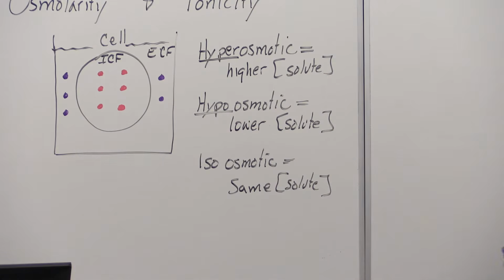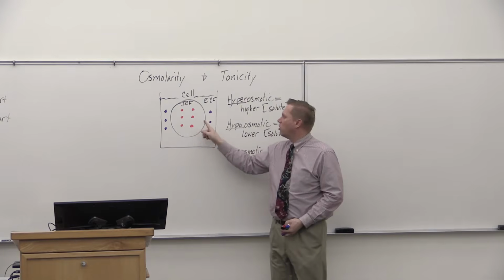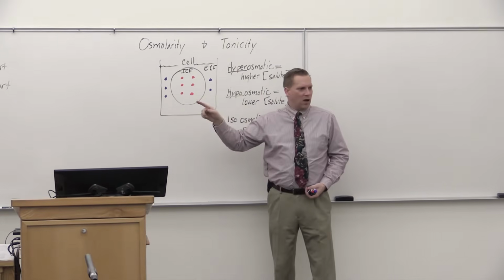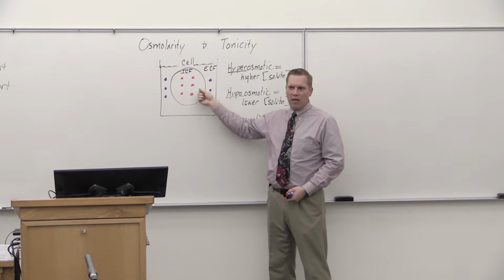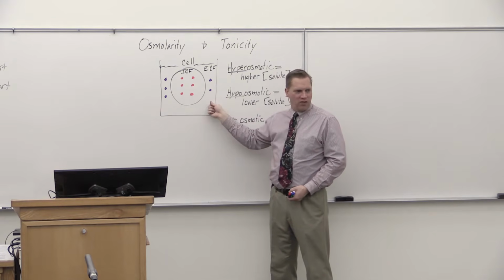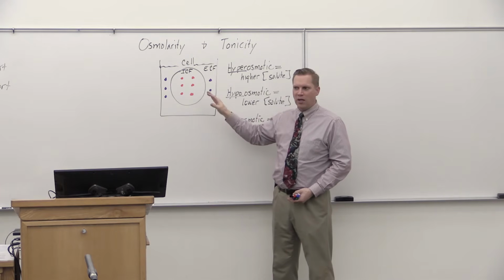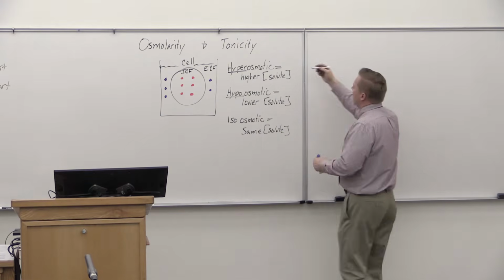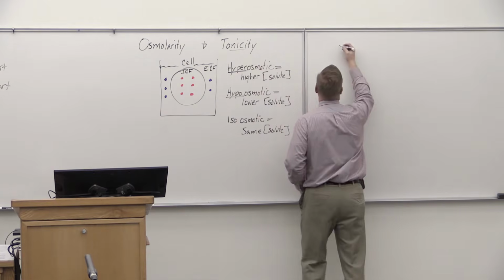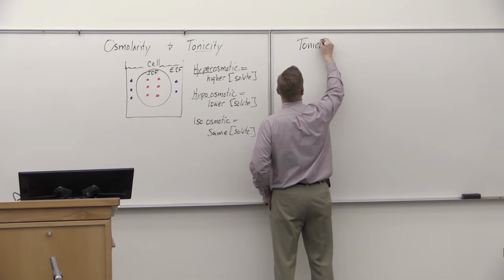Now, the reason why that's important is because the amount of solutes that you have inside and outside the cell regulates osmosis, or the flow of water. So water will actually flow into the cell or out of the cell by osmosis based upon the osmolarity in that cell. And we have some other words to describe that, and that's where tonicity comes into play. So let's talk about tonicity for a second.